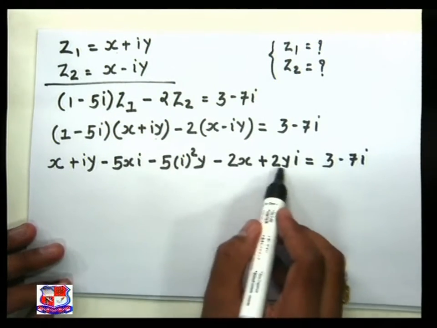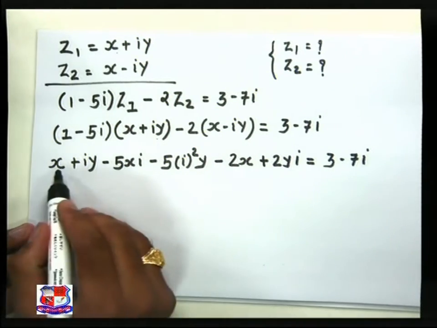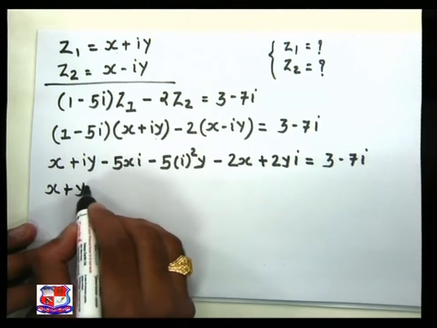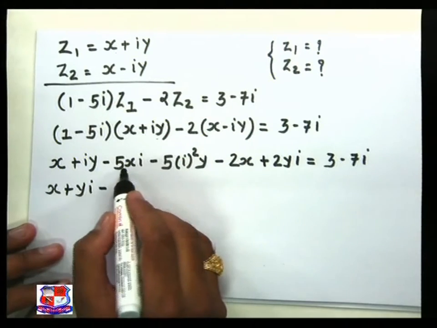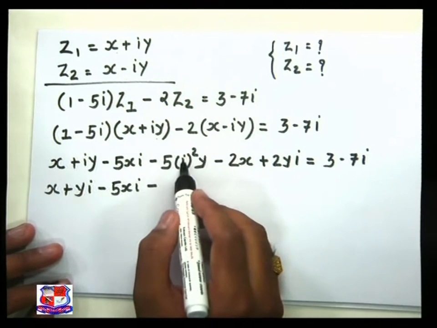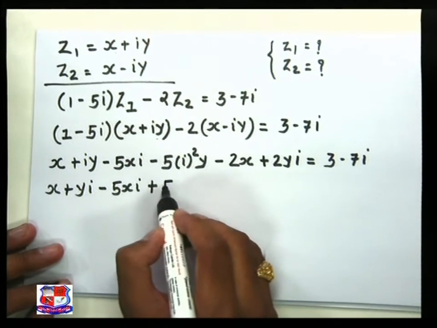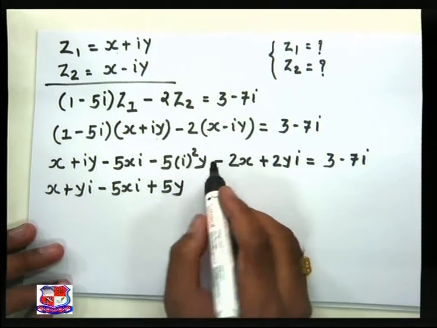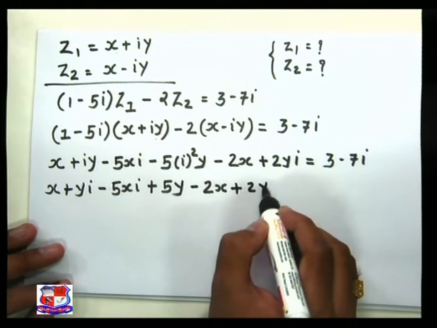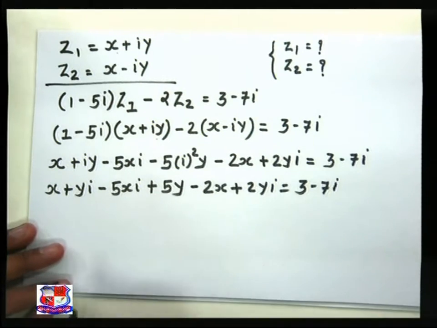Now just simplify this equation and then compare the real part and imaginary part. So x as it is, iy is yi, minus 5xi as it is, minus 5 i square y, where i square is minus 1. So minus minus is plus, so plus 5y, minus 2x as it is, plus 2yi as it is, equal to 3 minus 7i.